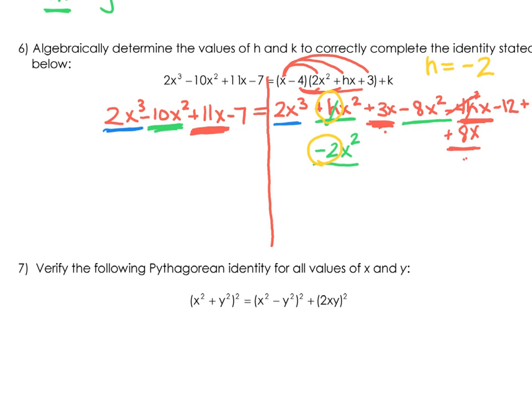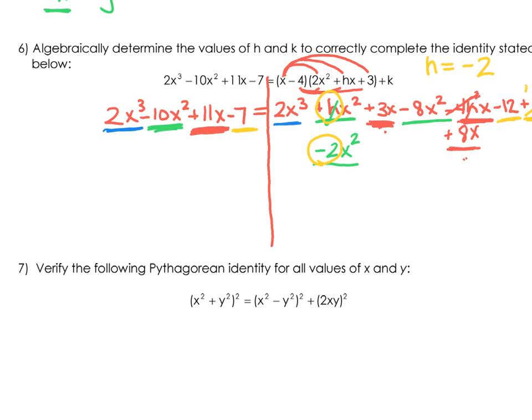We have one more to look at, and that's negative 7, the numbered term. And we have a negative 12 plus k. So now we have to think, what can k be? What can I put in for it so that if I combine negative 12 with it, I get negative 7? Can you think?